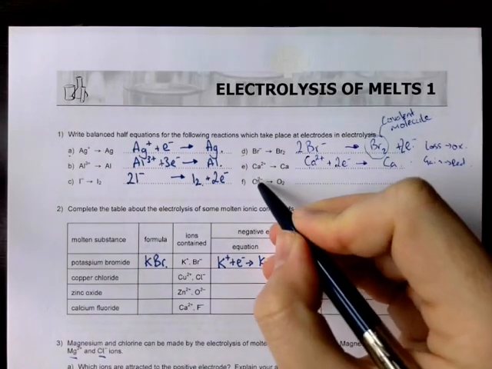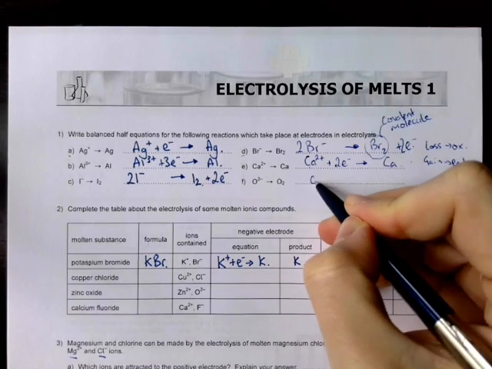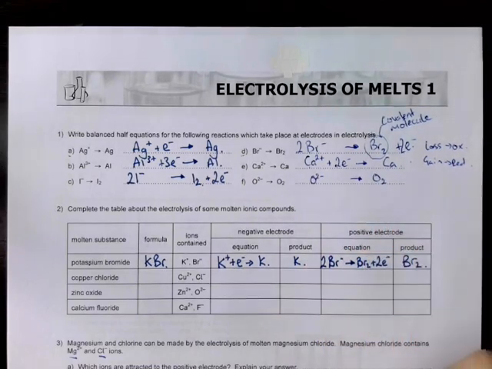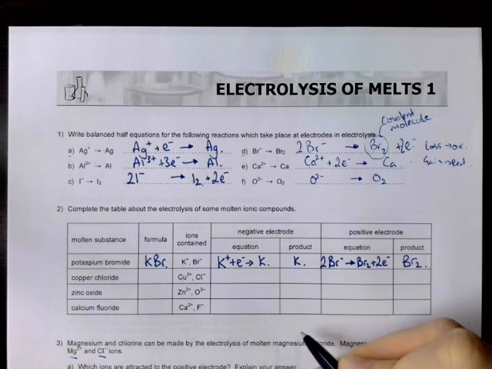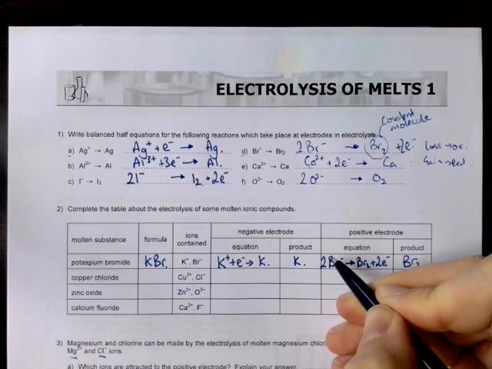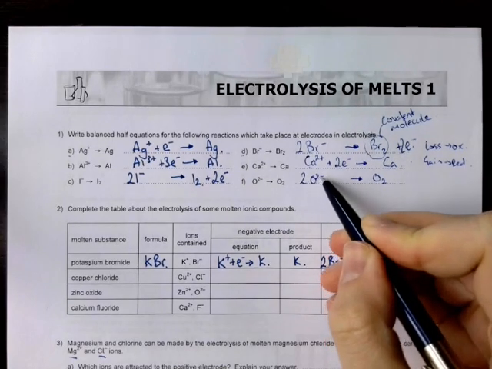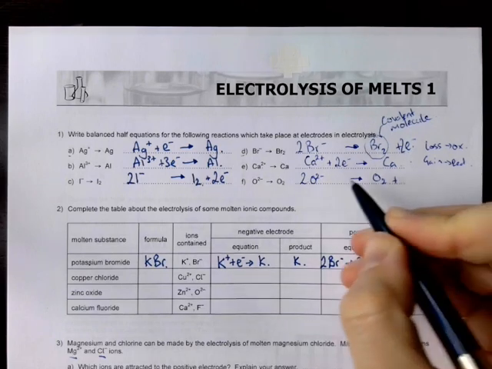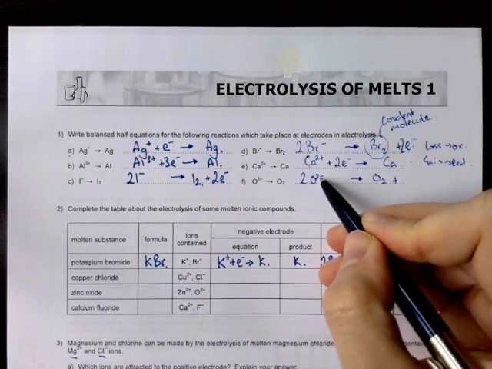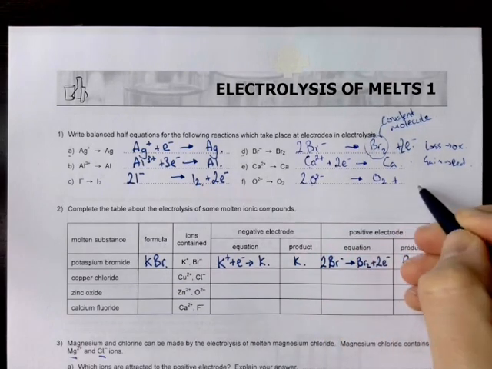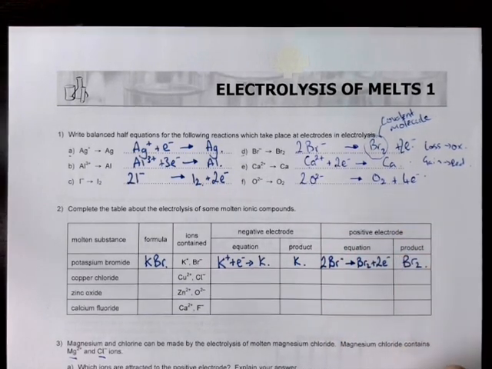Okay, and last one. So we're going to go from O2- to O2. Well, if I've got 2 oxygen atoms here, I'm going to have 2 of my oxygen ions here. And then to go from negative to neutral, I'm going to need to lose electrons. So I add my electrons over here. How many electrons do I have? Well, each oxygen ion is 2-, and I've got 2 of them. So I'm going to have to lose 4 electrons.